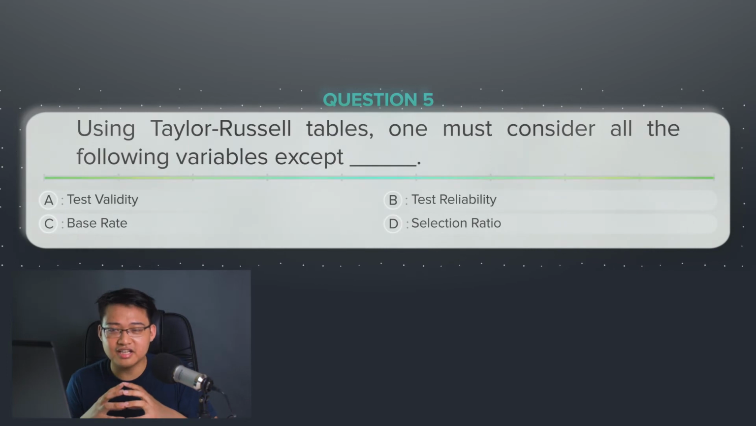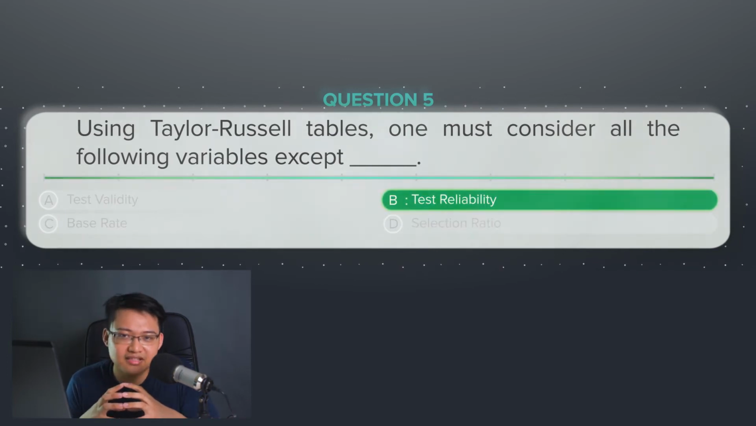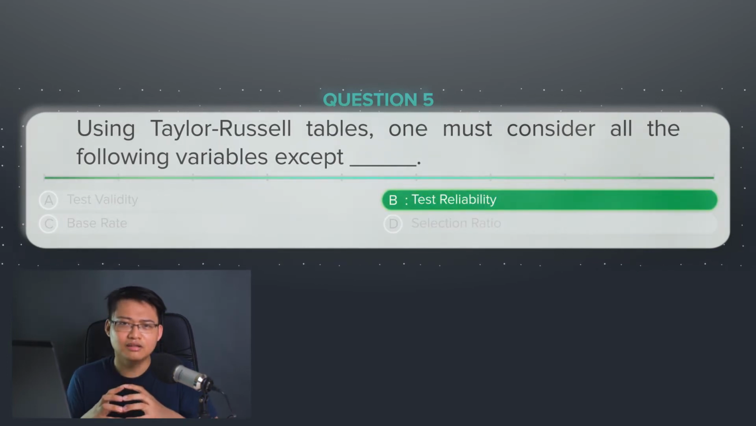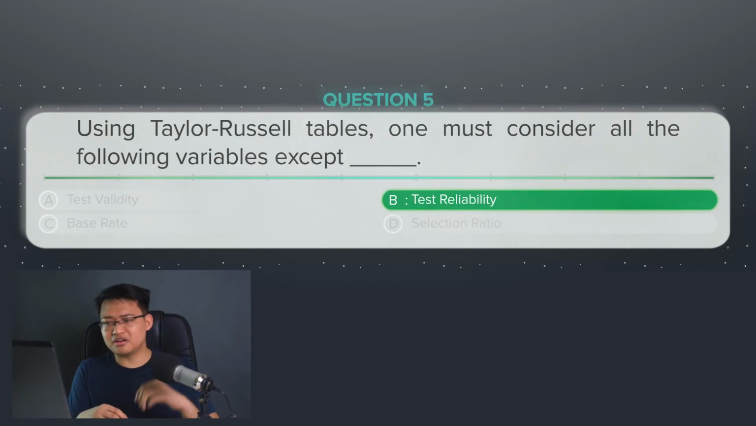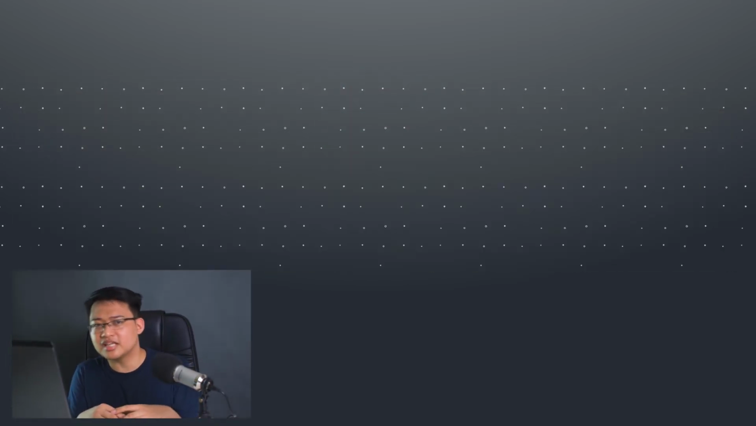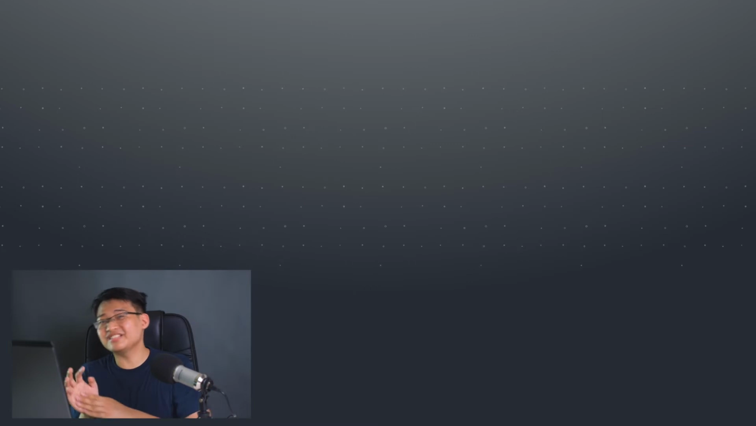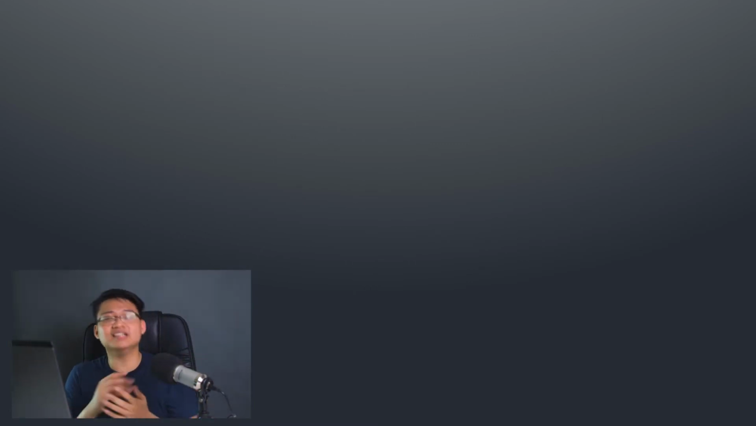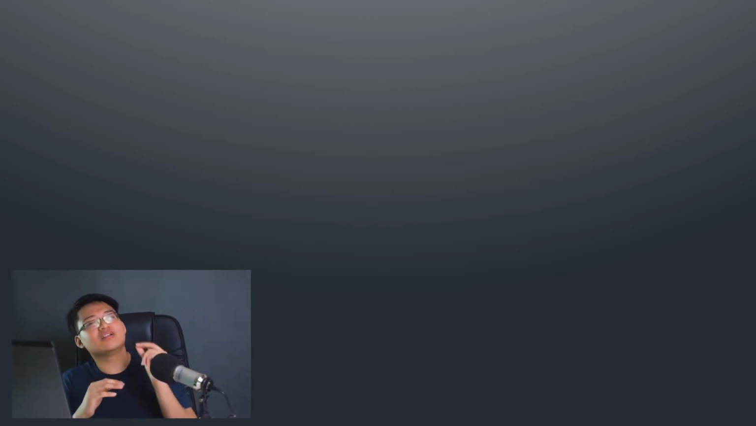And the correct answer is letter B. Test reliability. Huh? Paano ka naman sa gagamit ng Taylor-Russell tables kung hindi reliable yung test mo? Yes, it makes sense. Reliability is always important. You need reliability before you can have validity. But, big but, we are talking about Taylor-Russell tables.